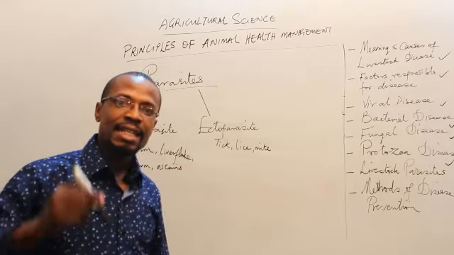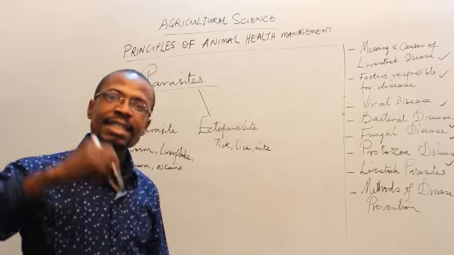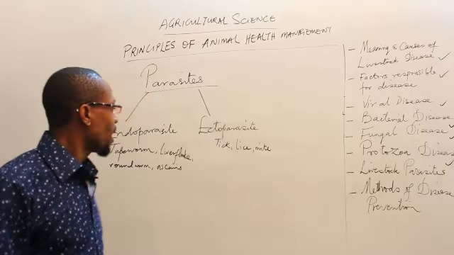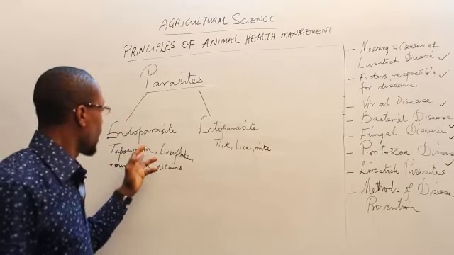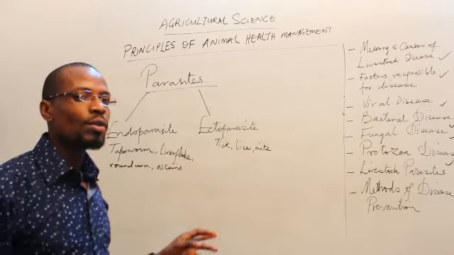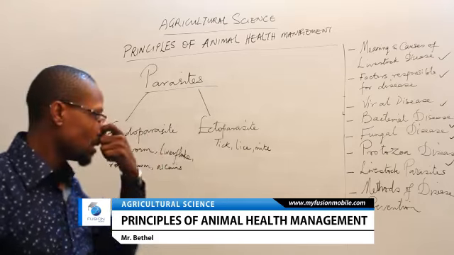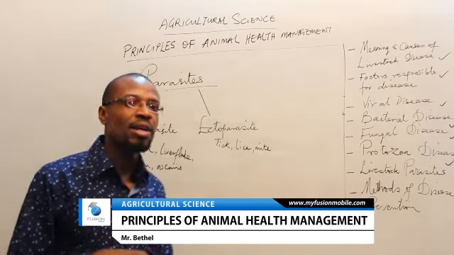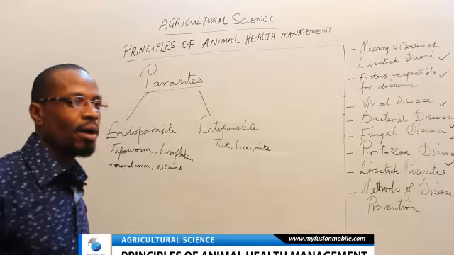Parasites that feed and live inside the host are called endoparasites. We have examples like the tapeworm, Taenia solium. We have liver fluke, roundworm, and Ascaris. All these parasites live inside the body of the host. The tapeworm especially is found within the intestinal region of the host. They attach to the intestines of their hosts.